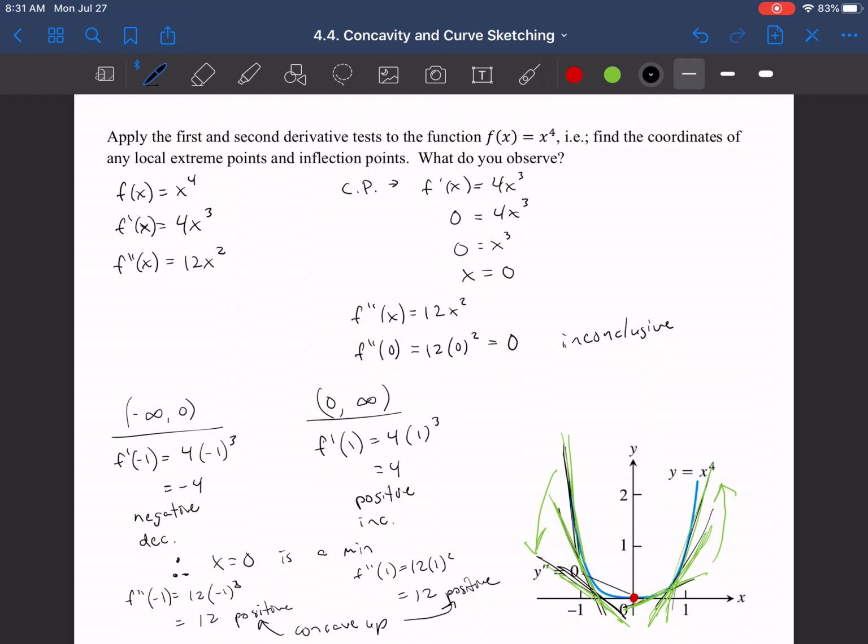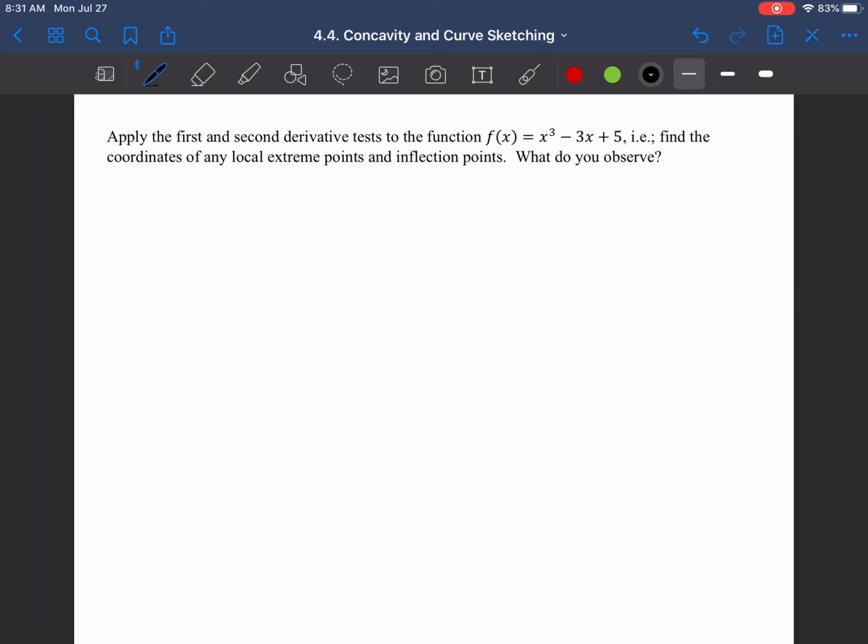All right? So there is one for you. The next one I'm going to leave for you to try. I want you to find any coordinates of any local extreme points and inflection points, and then think about what you observe, and then graph this out on a graphing calculator or on Wolfram Alpha. Graph it and see what it looks like, and see if your points match up with what you see.